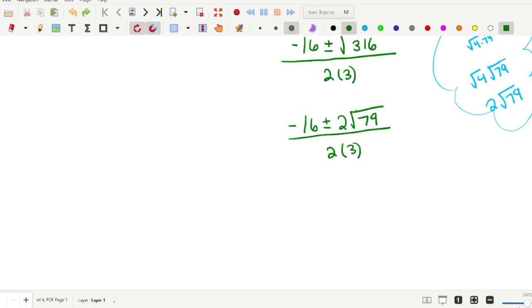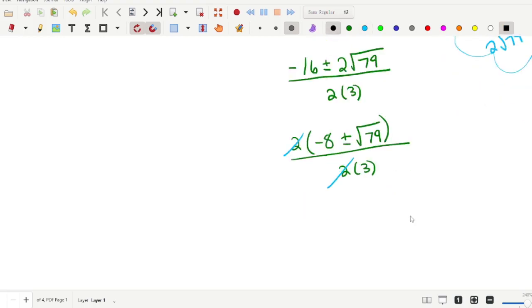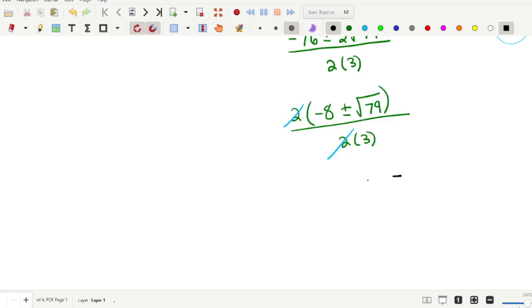So if you think about reverse distributing a 2, thinking of it like this, okay, right? That's the same thing. Now imagine redistributing it. You get negative 16 there, and you'd have a 2 times the square root of 79. So that's a valid thing I can do. And now it makes more sense that I can cancel the 2's. So now that I've canceled the 2's, my solutions are going to be negative 8 plus or minus the square root of 79 over 3.